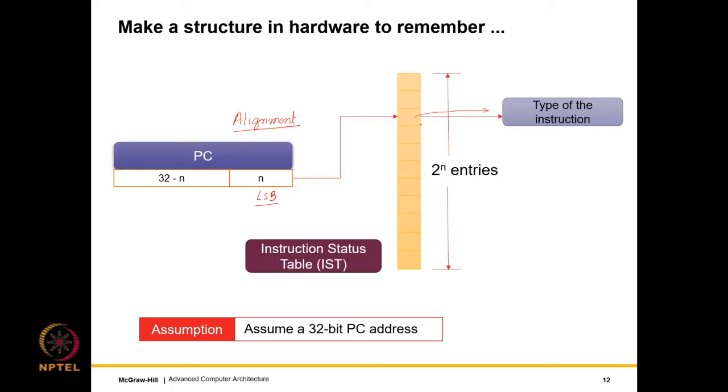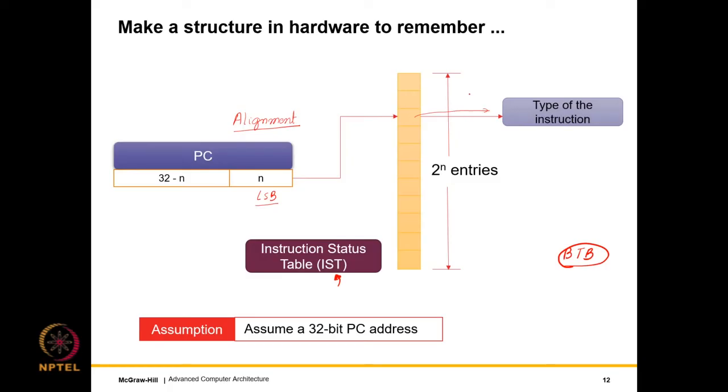Let us call this table the instruction status table, the IST, which of course is a temporary placeholder because later we will add more information to this and we will actually call it the BTB. But till we introduce the term BTB, kindly hang on to the term IST, and once you are introduced to the term BTB, you can discard this term. So what is the crux? The crux is we take the n least significant bits, use it to address a table which has 2 to the power n entries.